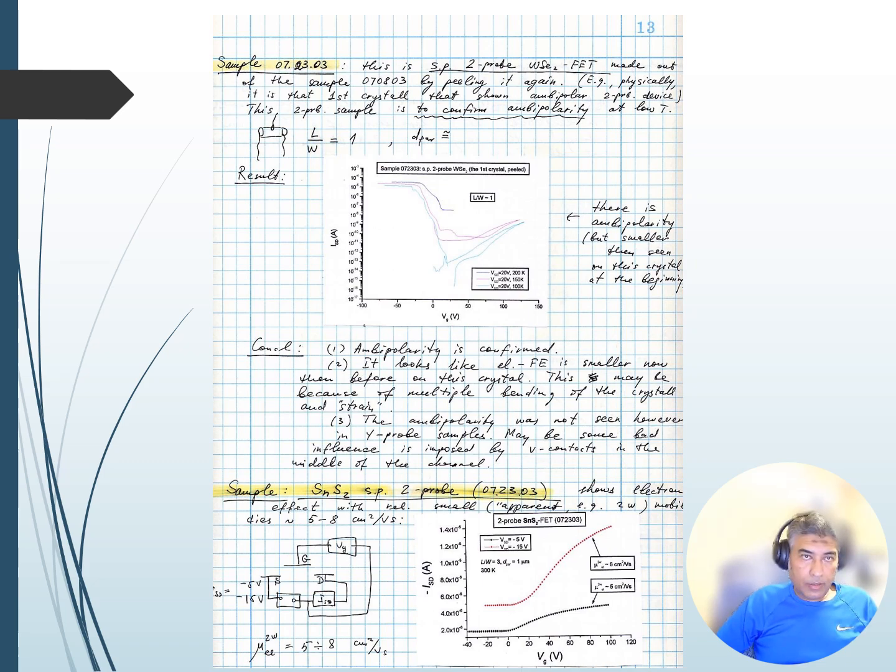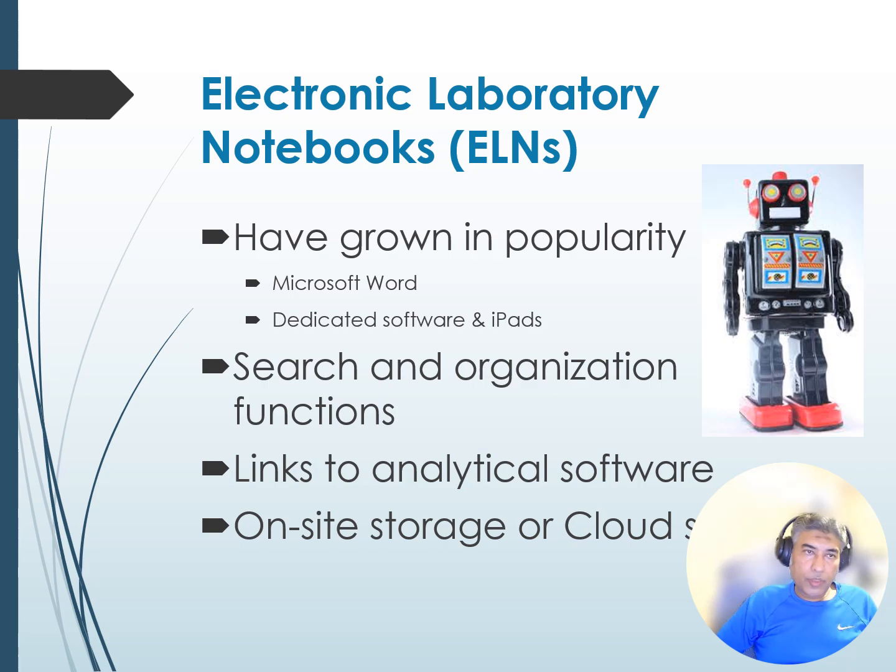Here we can see there is a brief description of the result. This is sp2 probe versus FET, made out of the sample, and so on, by pulling it again. So that's how the results are recorded with this description, and the conclusion is also noted. Nowadays, it is easy to record this results section in a Word file. But many people now like to use electronic laboratory notebooks, also called ELNs, and they are growing in popularity, especially Microsoft Word, dedicated software, and iPads. They offer search and organization functions, links to analytical software, on-site storage, or also cloud storage, so you can access it anywhere.